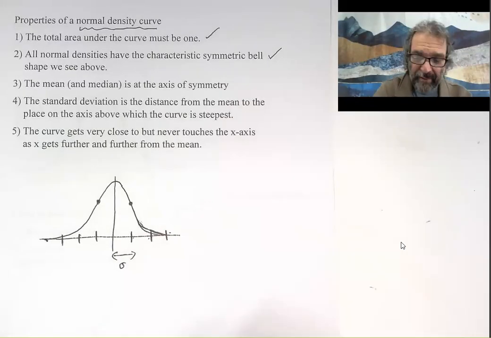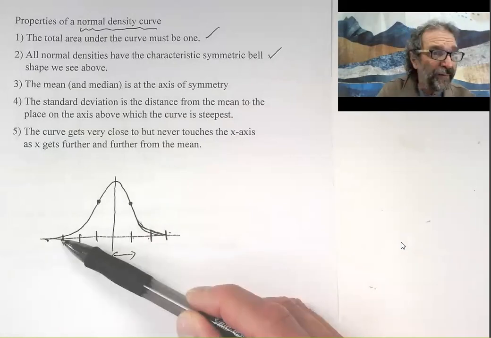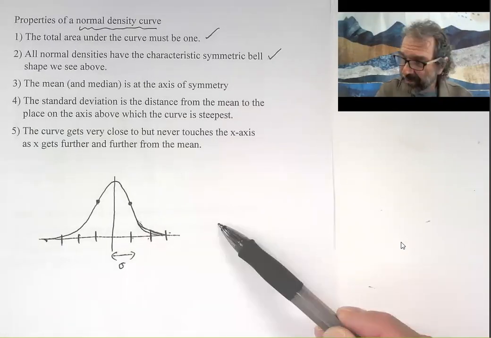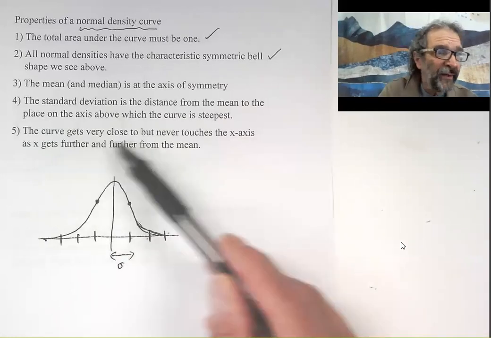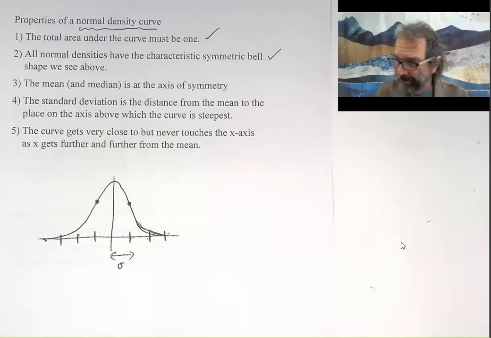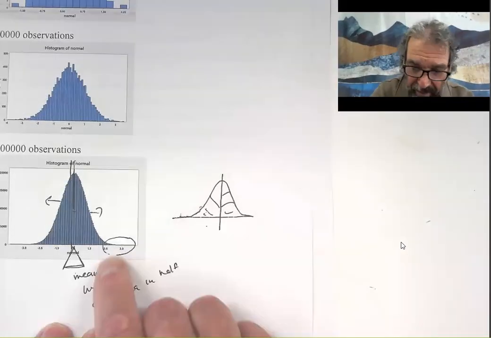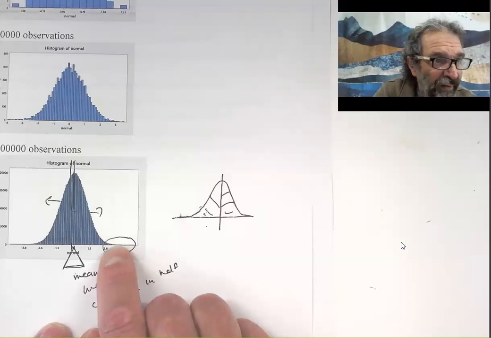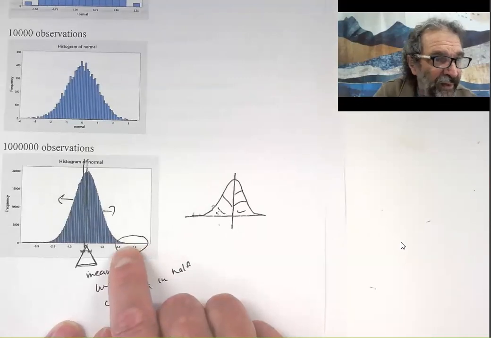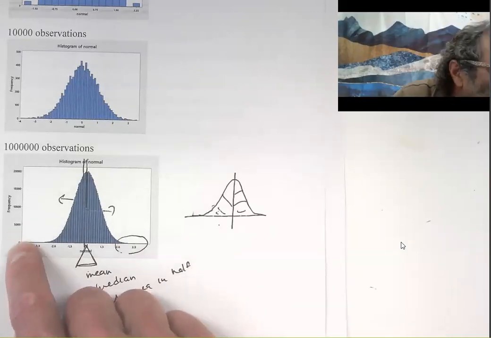And if you draw bell curves and you're at all like the true thing, most of the curve is gone by the time you get 3 standard deviations away from the mean. Now it looks like the curve is actually gone, but it says here, the curve gets very close to, but never touches the x-axis as x gets further and further from the mean. So if I could have zoomed in on this picture here and looked right here, there's still going to be a few values out here with 1 million observations. It's just there's so few in the picture. See, this side here is 5,000. So if there were like 10 values, you couldn't even see them. So there are some values here, but very few.